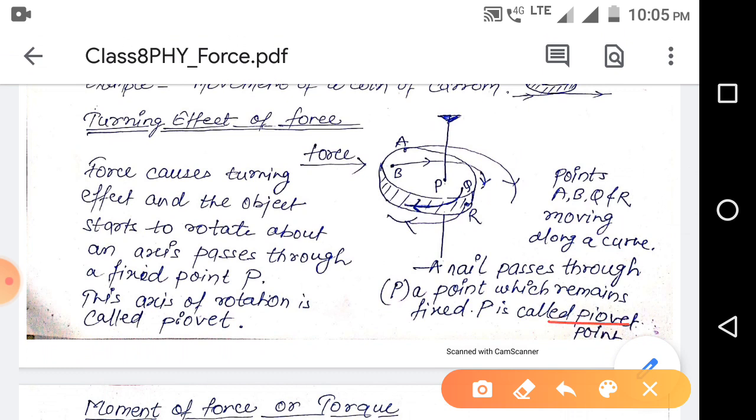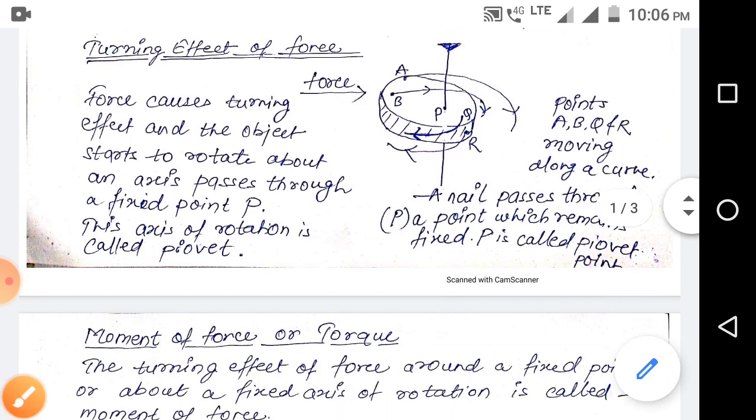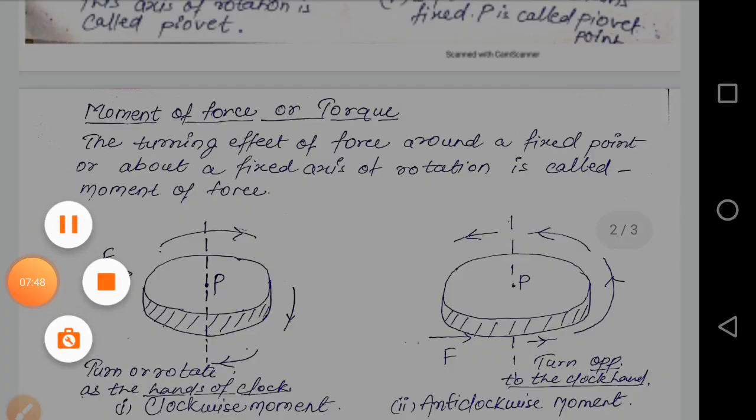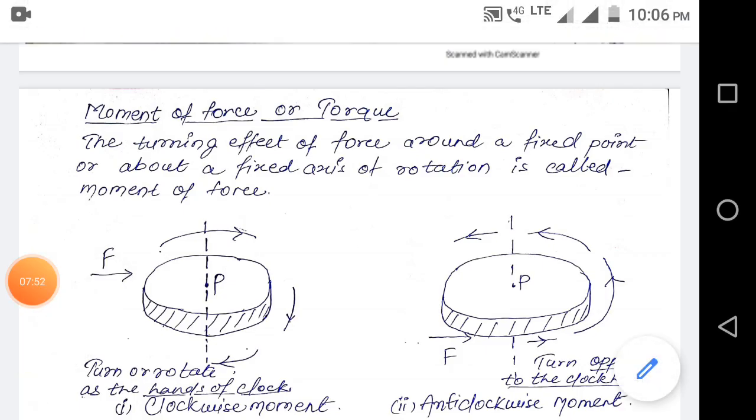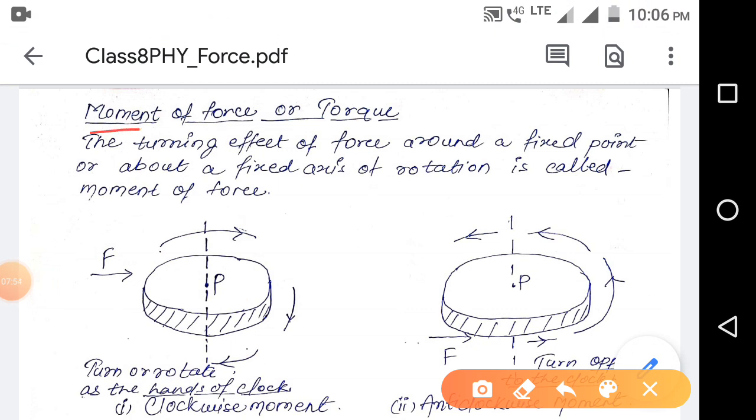Now the axis about which the coin rotates passes through the point P. See, this line is an axis, and about this axis the coin rotates. So this axis is called the pivot, that is the axis of rotation. Now for this we will see some examples. So first of all we come to the next topic, that is moment of force. Now see, this moment of force is also called torque.